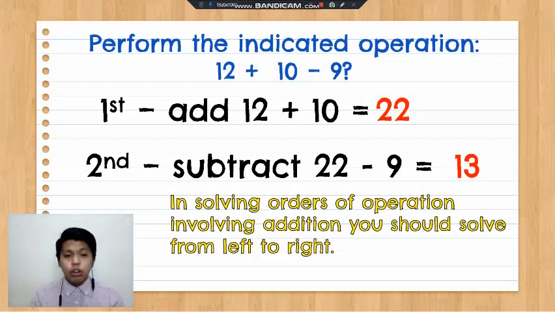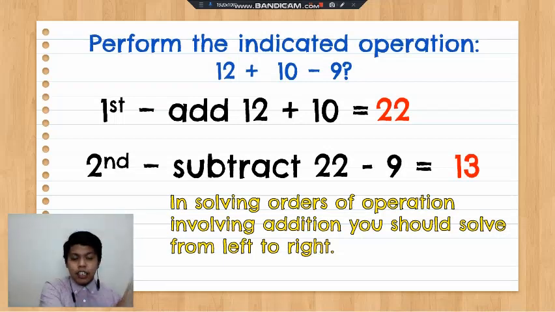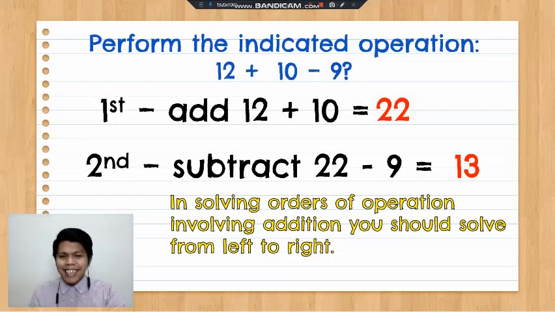In solving orders of operation involving addition and subtraction, you should solve from left going to the right. Again, from left going to the right. Let's try again.